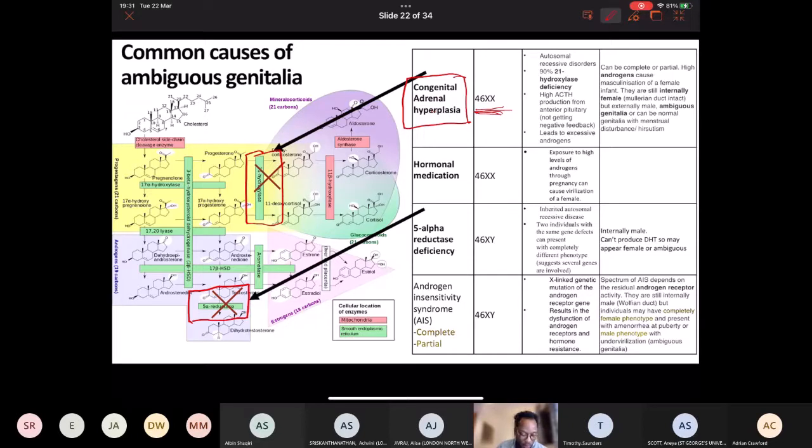They have this 21-hydroxylase deficiency, which causes high production of ACTH in the anterior pituitary, not getting this negative feedback. And so you get someone internally female, biologically, but with ambiguous genitalia. Now, in 5-alpha reductase deficiency, they are internally male but can't produce DHT, and so it appears somewhat female or ambiguous. I noticed there's a question. I'm going to go through questions at the end. Let me just move through the actual PowerPoint.